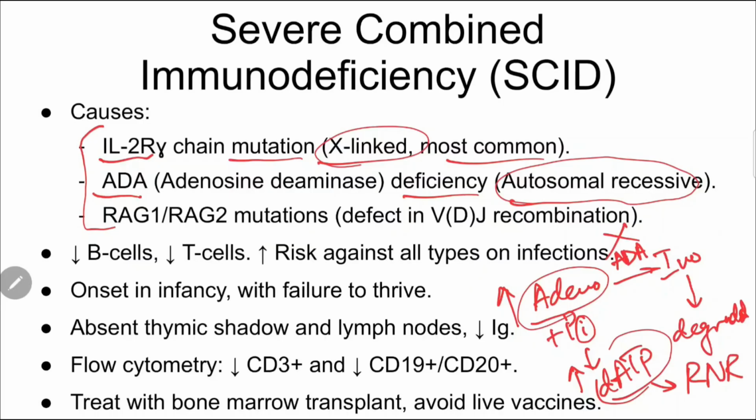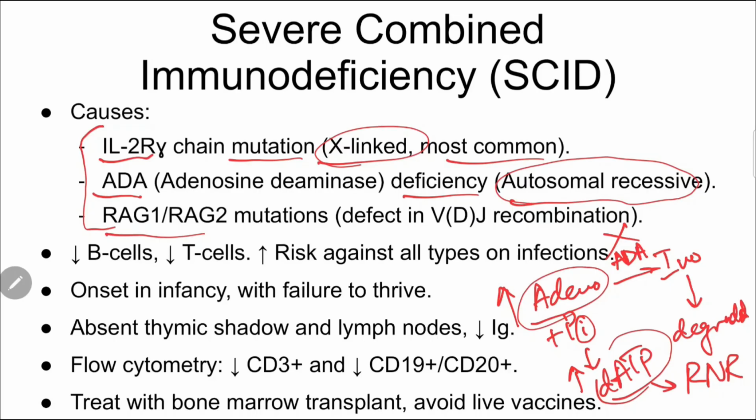The final cause is RAG1 and RAG2 mutations. I've mentioned these enzymes before. RAG1 and RAG2 are responsible for VDJ recombination. VDJ recombination is a process that is important in antigen receptor formation in both B and T cells. So again, if you don't have your RAG1 and RAG2, you cannot make your T cell and B cell receptors.